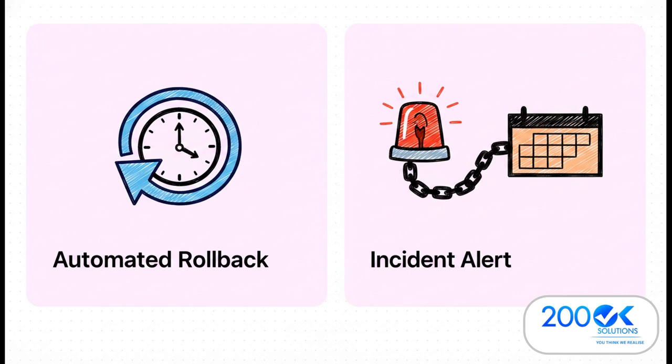You do this by linking incidents to deployments using deployment markers. If an incident opens within your configurable deployment window, say a 60-minute window to start, your system needs to flag that deployment as a failure automatically. No debates, no human intervention.